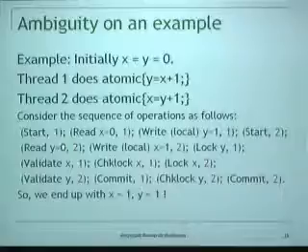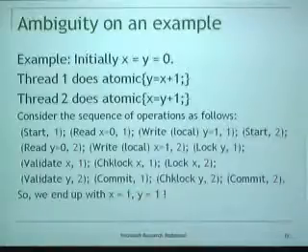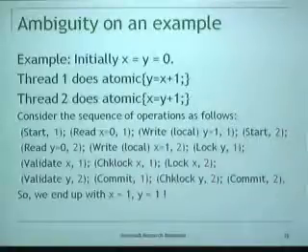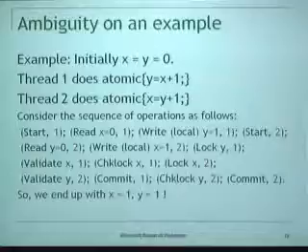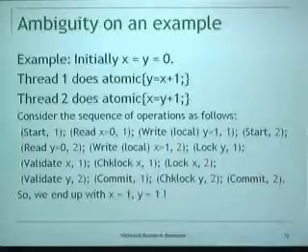But let's consider the sequence of operations as follows. First, thread 1 starts a transaction. The thread ID is written in red. Then it reads x to be 0 and locally writes y to 1. And at that point the second thread starts a transaction. It reads y to be 0. It again locally writes x to 1.